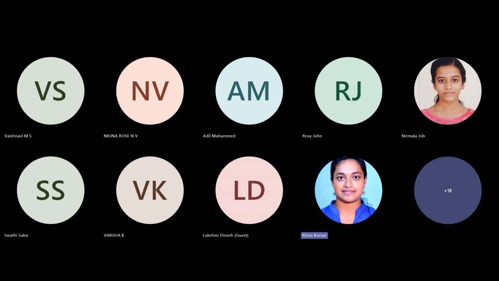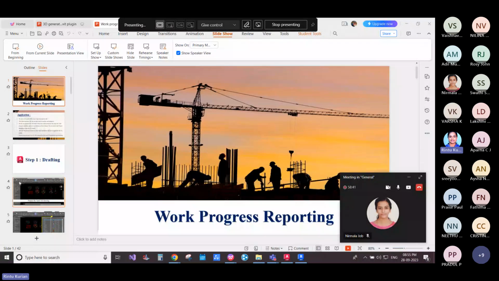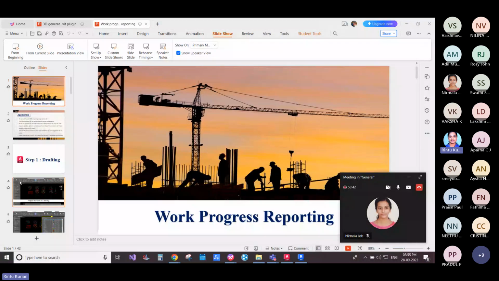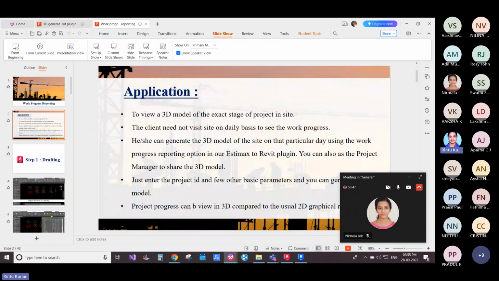I'll just share the earlier portion. I was discussing dynamic work progress reporting, so I'll just continue with the same. Now, as I mentioned earlier, dynamic work progress reporting is also a part of Estimax. The application is that you can view a 3D model of the exact stage of the project inside. The client need not visit the site. He or she can generate a 3D model.